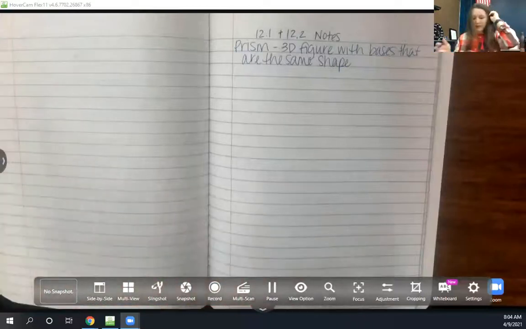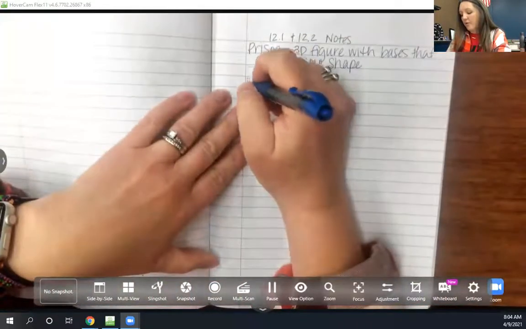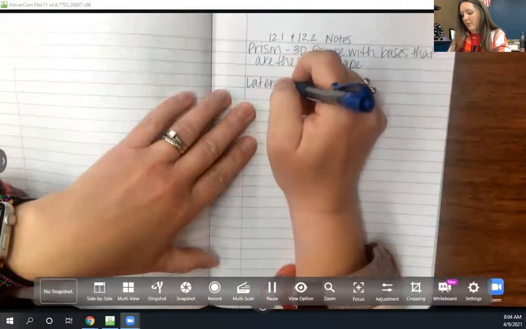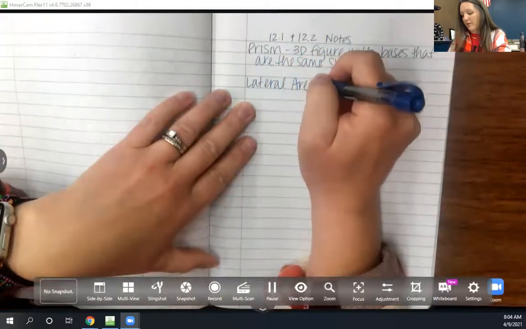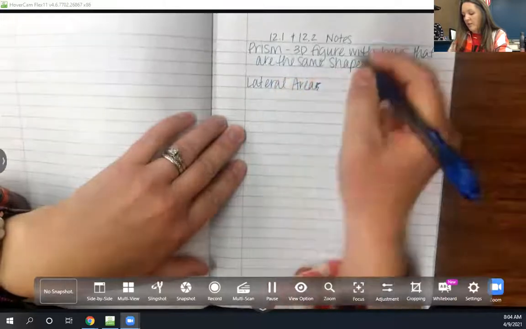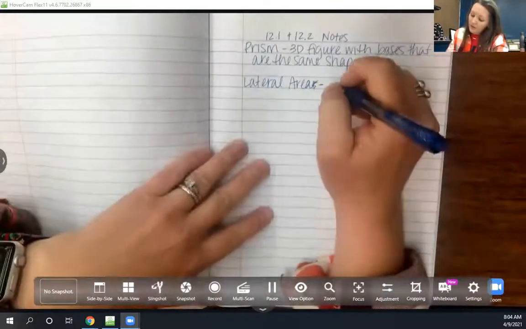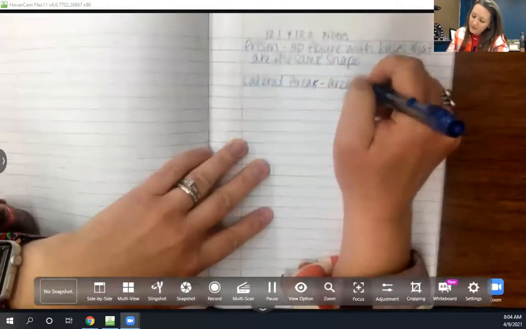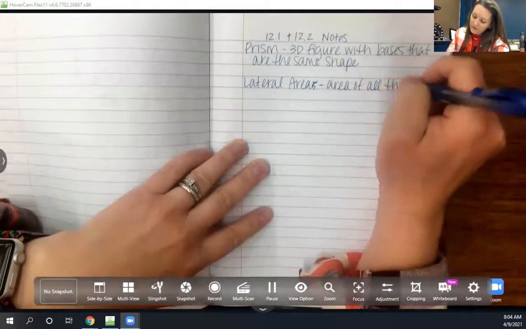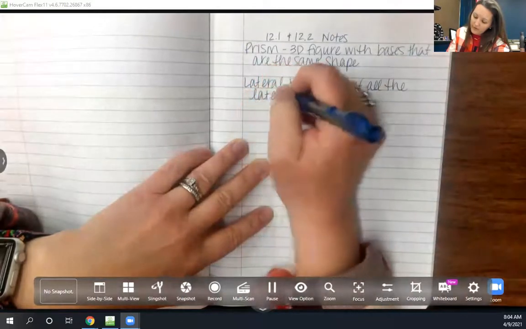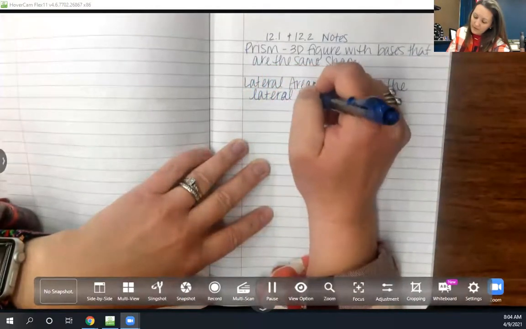So let's go back to our notes. Make sure I share this time. So finding surface area. We have 2 different types of area that we're going to be finding. We're going to be finding the lateral area, and we're going to be finding the surface area. So the lateral area is the area of all the lateral faces.